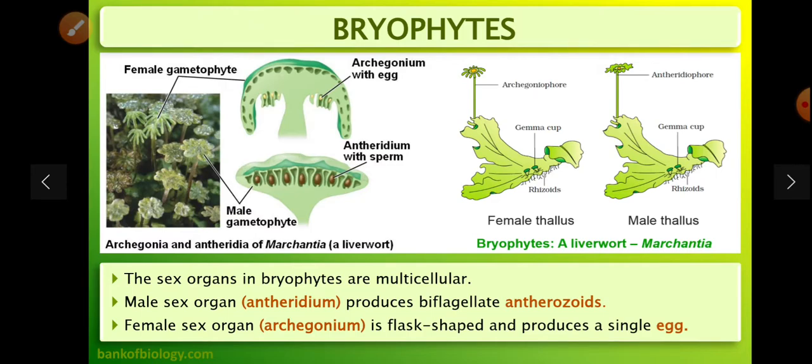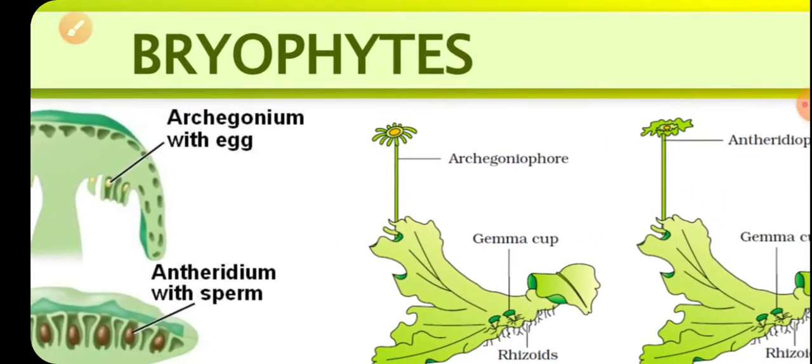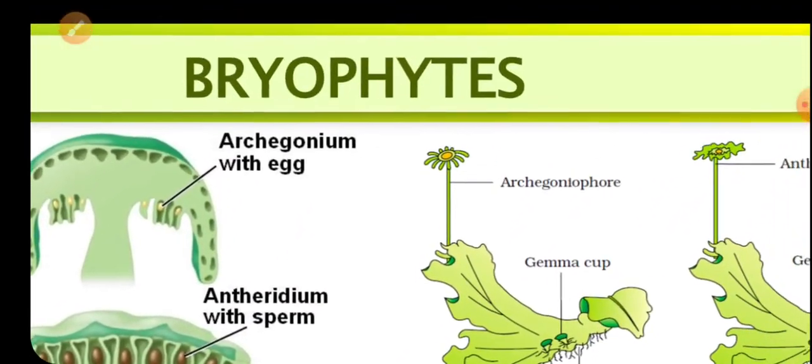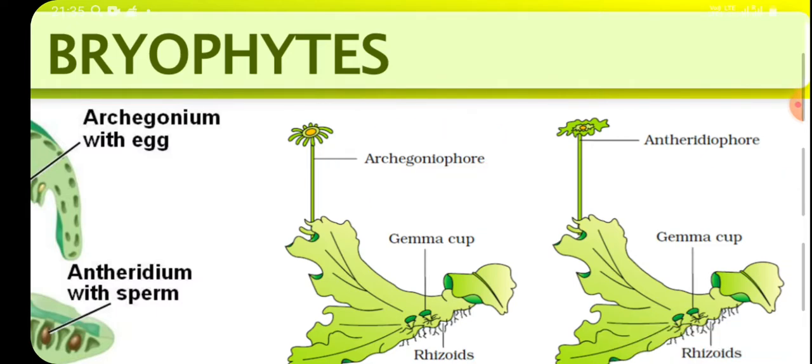The sex organs in Bryophyta are multicellular. The male sex organ, antheridium, produces biflagellate antherozoids. The female sex organ, archegonium, is flask shaped and produces a single egg. We can see this with this diagram. This is archegonium, that is the female gamete. This is antheridiophore.